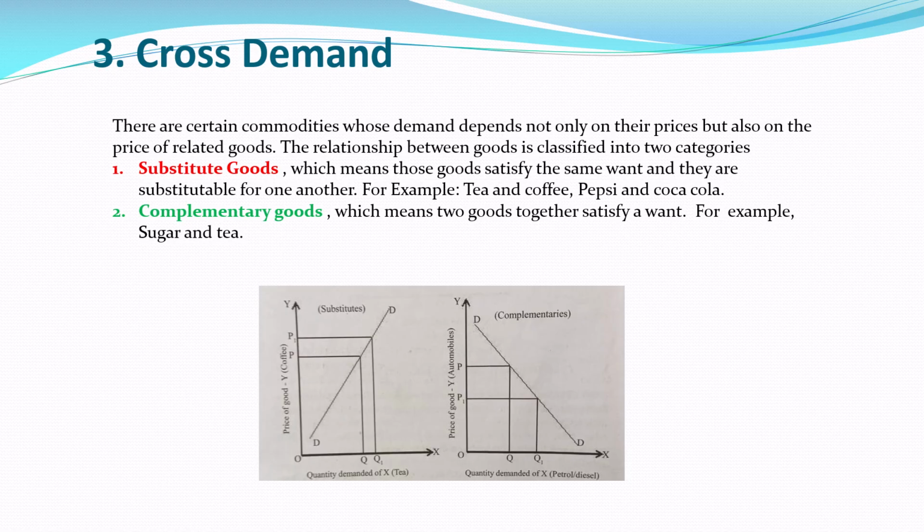So in case of substitute goods, the relation between the price of the coffee and quantity demanded of tea is positive, direct. Second diagram explains that in case of complementary goods, quantity demanded of X, that is petrol, is taken on X-axis. Price of Y, that is automobiles. You can take car, for example, price of car. So when there is an increase in the price of car, it leads to decrease in the quantity demanded of petrol. So in case of complementary goods, there is an inverse relation between the price of Y commodity and quantity demanded of X commodity. So this is cross demand.